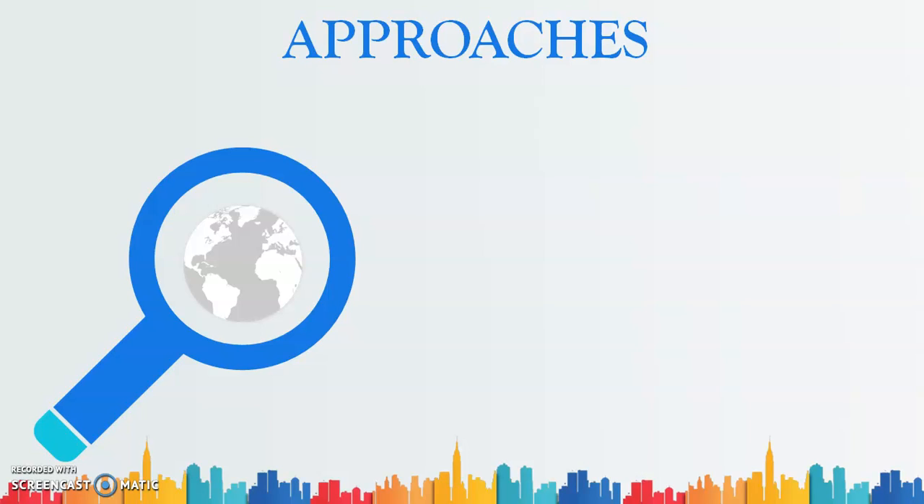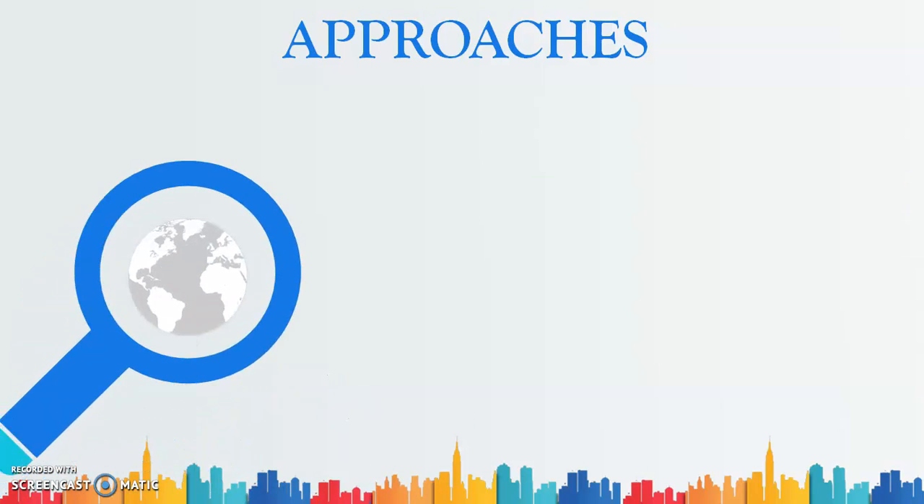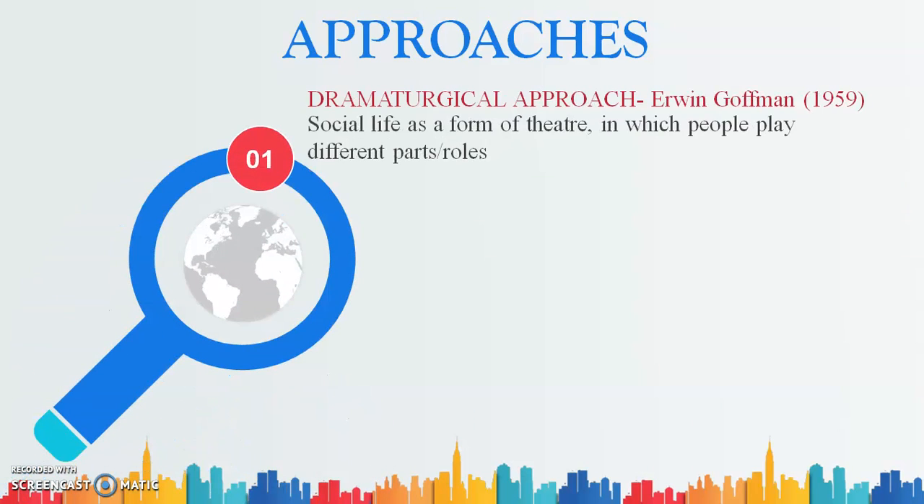There are different approaches in interactionist perspective. First one is the dramaturgical approach by Erving Goffman. He sees social life as a form of theatre in which people play different parts and roles.